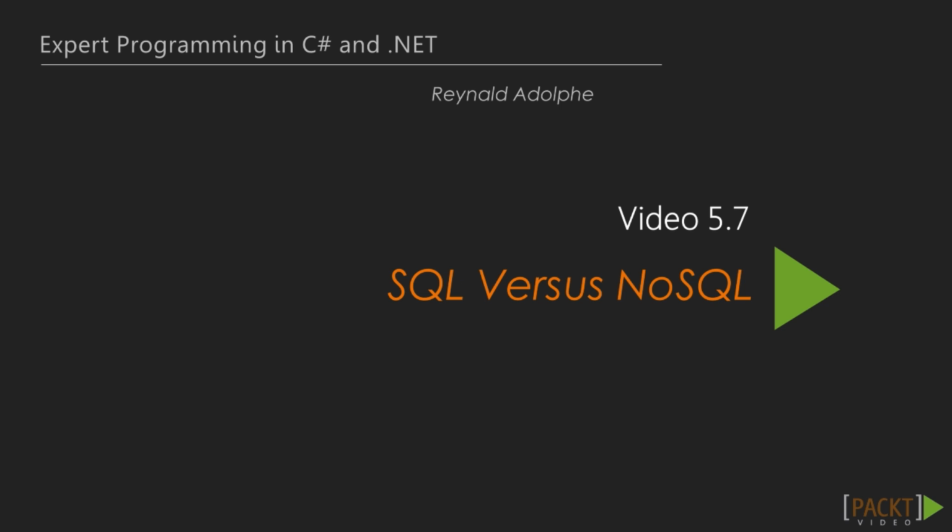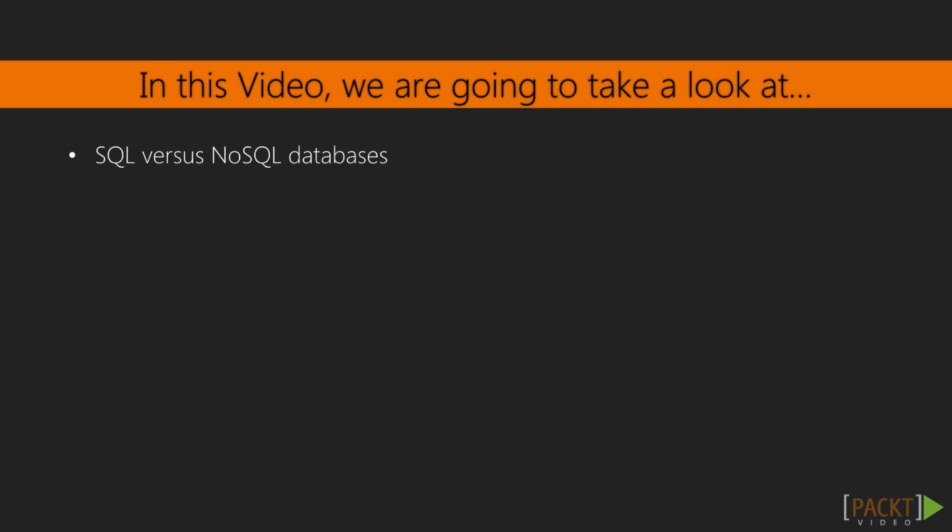In the previous video, we talked about Lambdas and LINQ and what their purpose is as it relates to databases. In this video, we are going to be talking about two different types of databases, SQL versus NoSQL. That will include some example products of each and also the key differences between them.